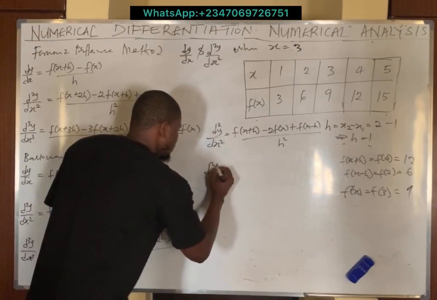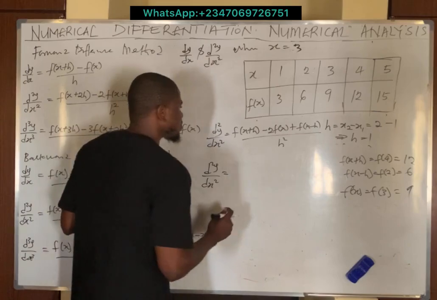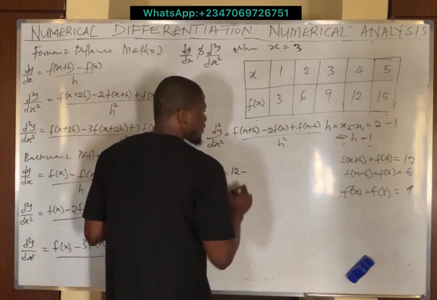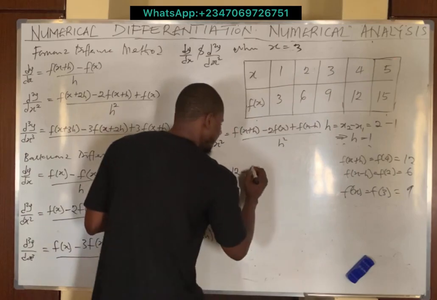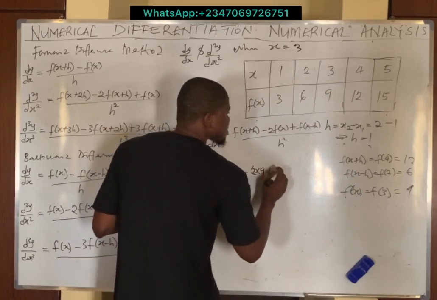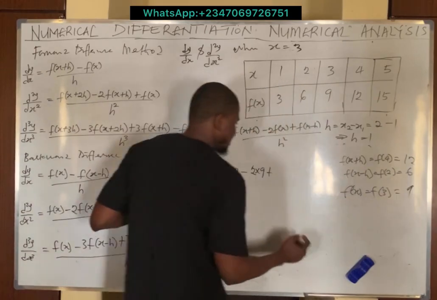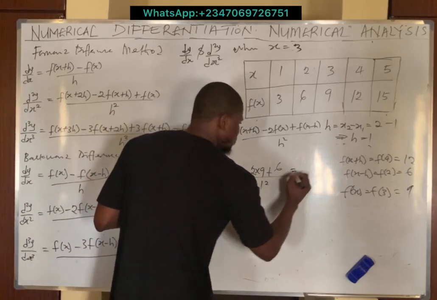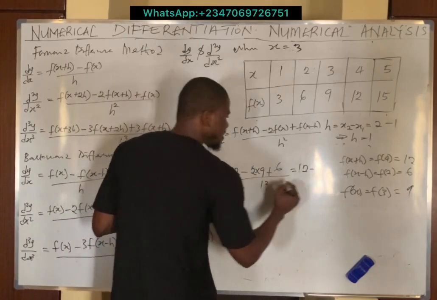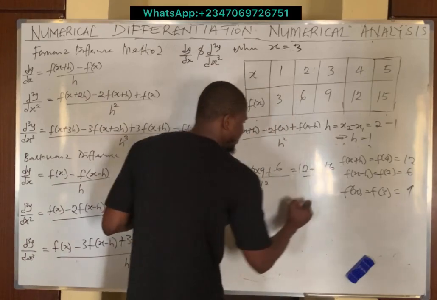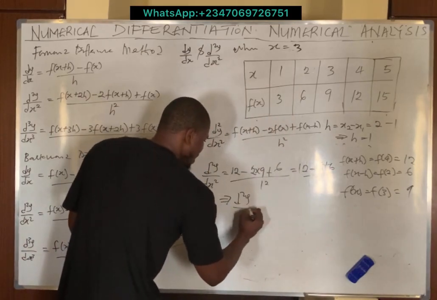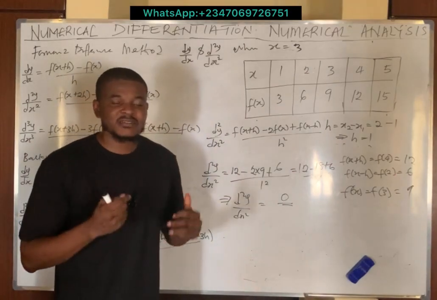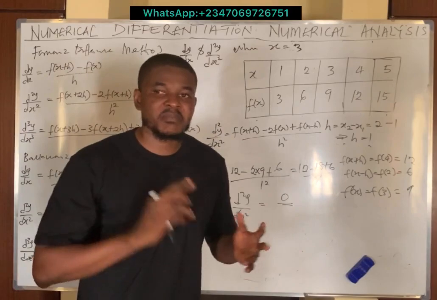This means that d squared y over dx squared is going to be equal to f of x plus h, the value is 12, so you have 12 minus 2f of x. F of x here gives us 9, so minus 2 times 9, plus f of x minus h, that gives us 6, so plus 6, all over h squared, h is 1, so 1 squared. So this is equal to 12 minus 2 times 9, which is 18, plus 6 all over 1. So you see that the double derivative, d squared y over dx squared, is equal to 0, which also matches the answers we obtained previously using the forward and the backward difference method.